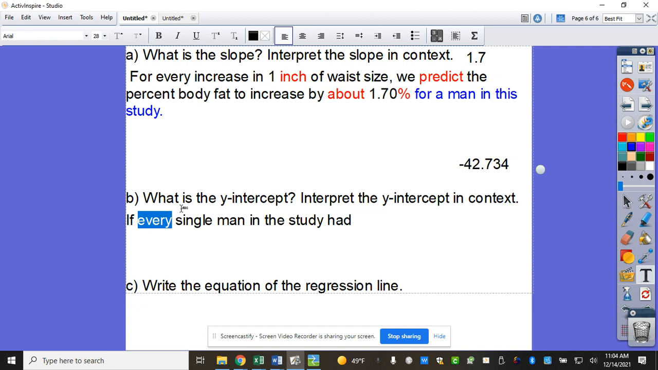It is if it's an individual in the population. If one of the individuals in the population had what? A waist size of 0 inches. Inches was missed a lot again there. And then what?